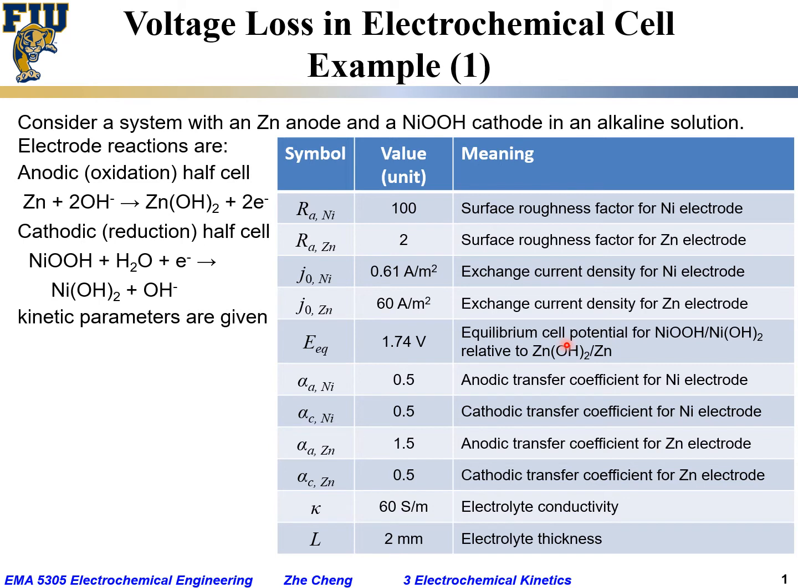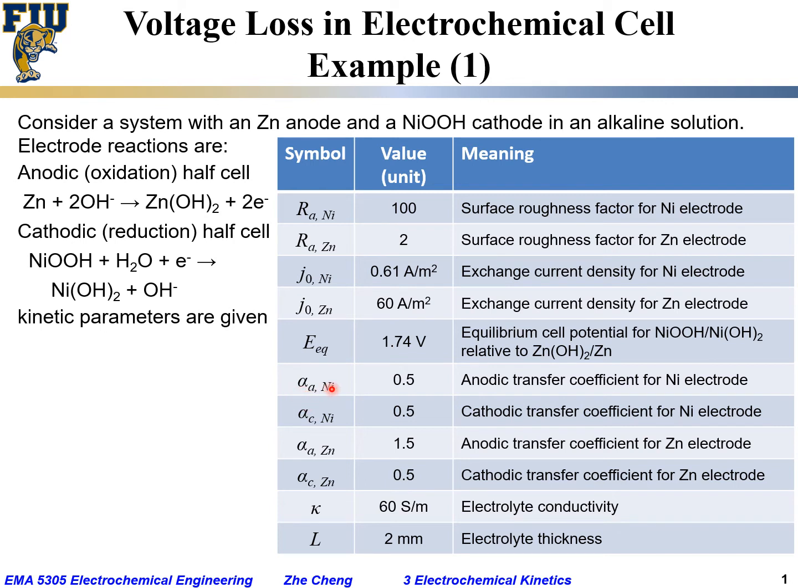Okay, and E_eq, that's our equilibrium cell potential for this nickel versus zinc electrochemical cell. Nickel oxide hydroxide / nickel hydroxide pair versus zinc hydroxide / zinc pair. The electrochemical equilibrium cell voltage would be 1.74, which means when there's no current passing through, you would measure a voltage of 1.74 volt, assuming no internal leak and one electrode reaction on each of the 2 electrodes.